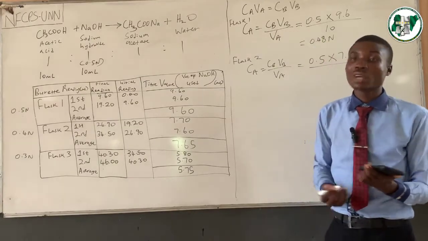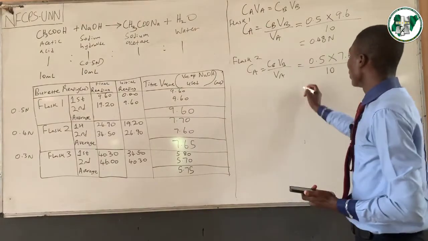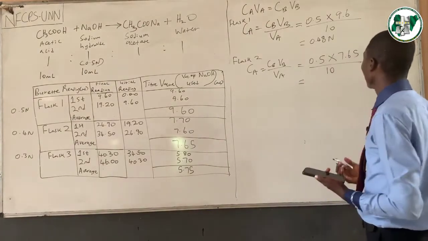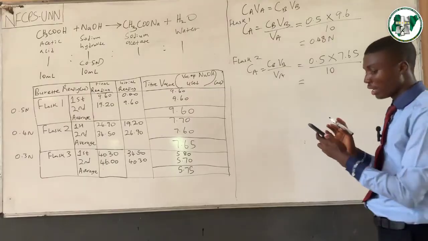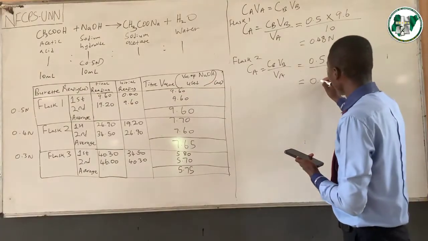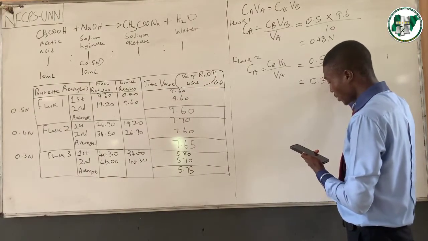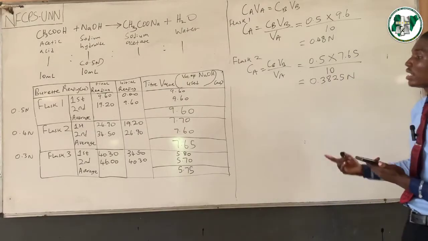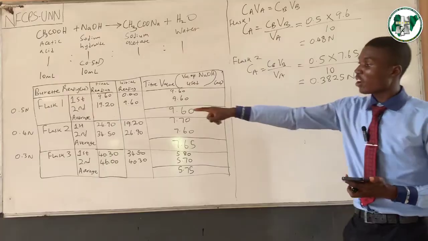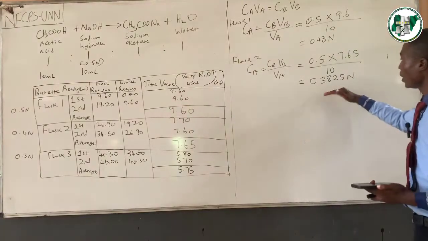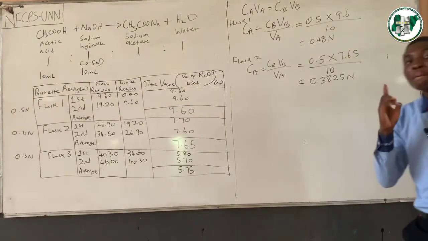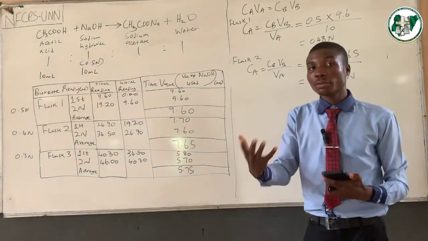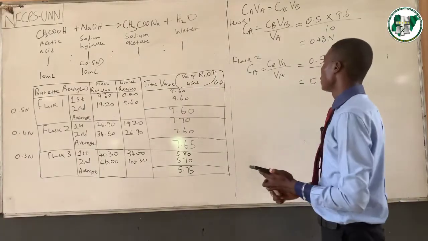That's the volume of the filtrate we are using, which is 10 mL. So that's going to give you 0.5 times 7.65 over 10, which is automatically going to give you 0.3825 normal. So the concentration of the acid in flask 2 has reduced from 0.4 normal to 0.3825 normal because of adsorption by the charcoal that is present there.